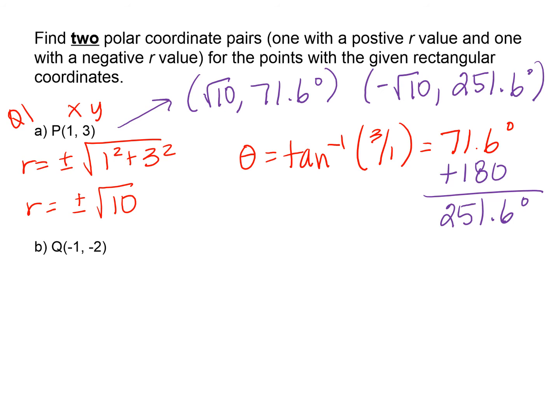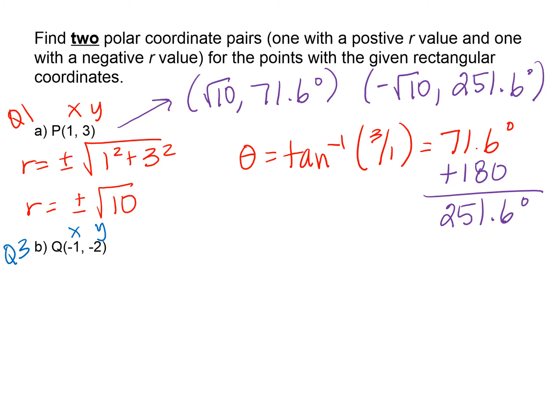All right, we're going to do the same thing for letter B. We'll start out by labeling that -1 is x, -2 is y. Again, always when you start these problems, think about what quadrant that point lies in. And for this one, we get quadrant 3.